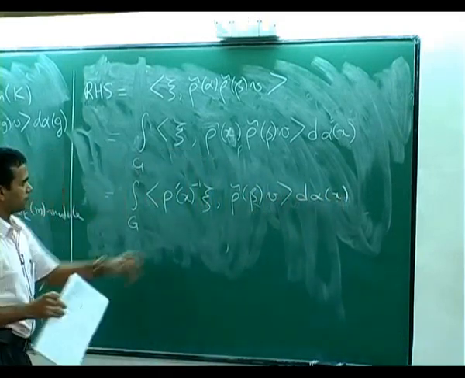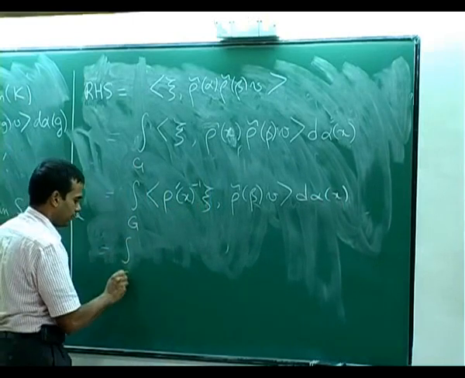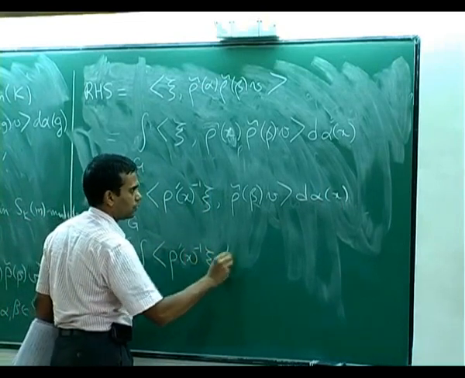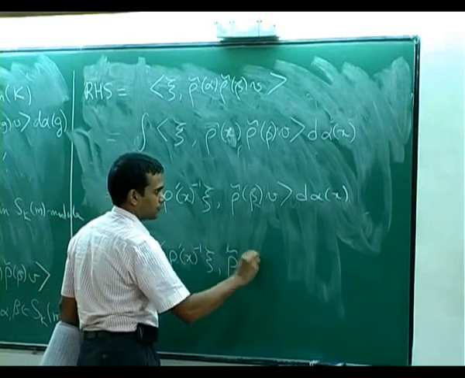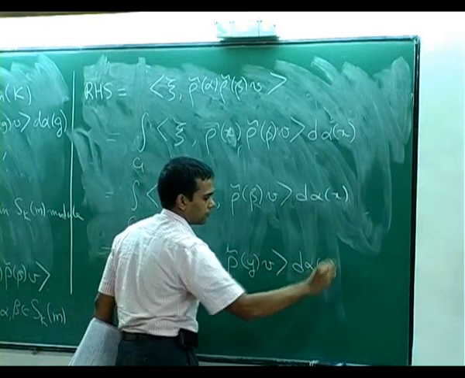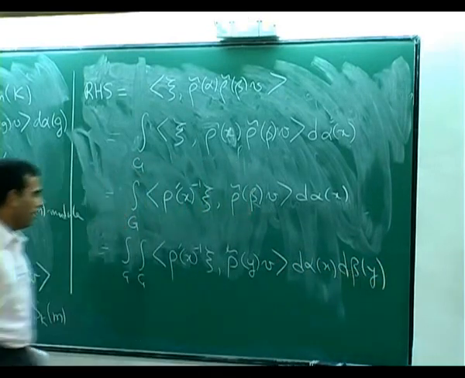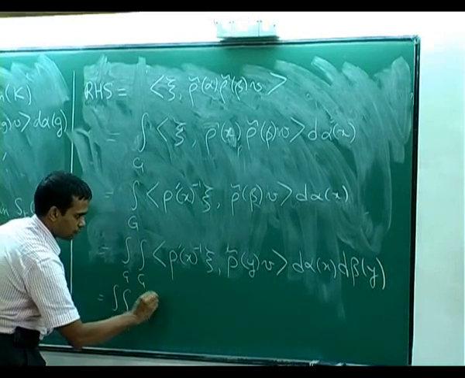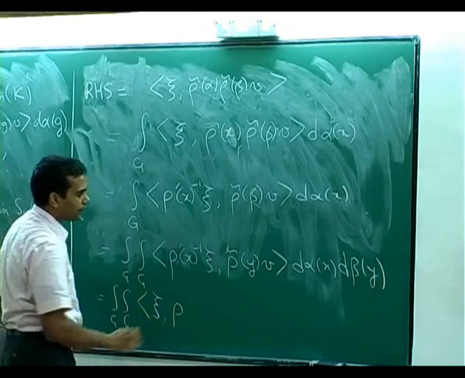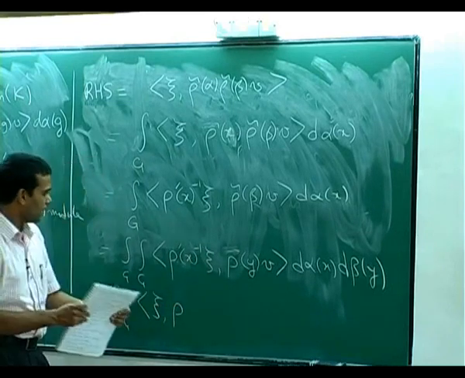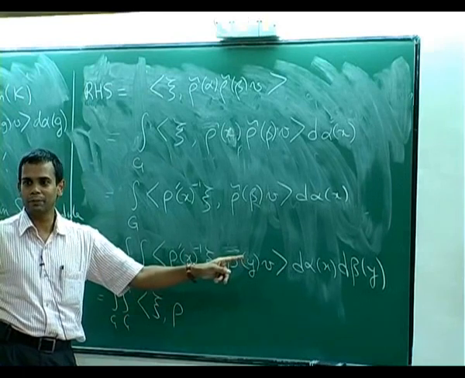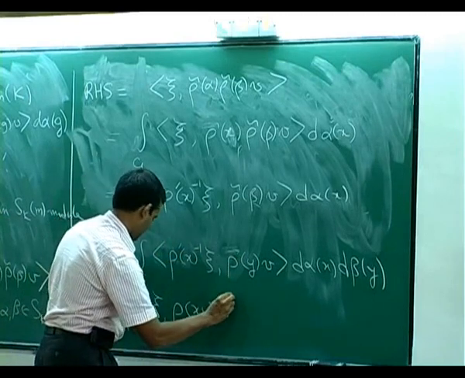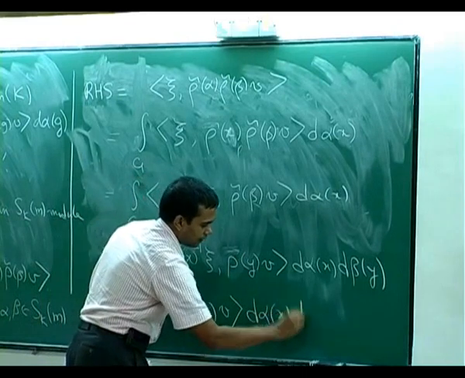And now I can use my integral formula again, and I get a double integral. And then I can bring this back. And then I'll use the fact that, sorry, this is not tilde, this is just rho. So when I bring it back, I get rho x, rho y. But since rho is a representation, I can write that as rho of x, y, v, d alpha x d beta y.